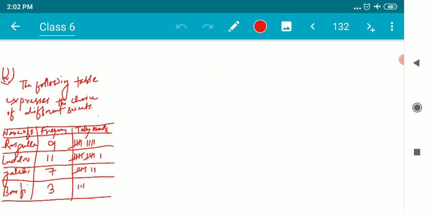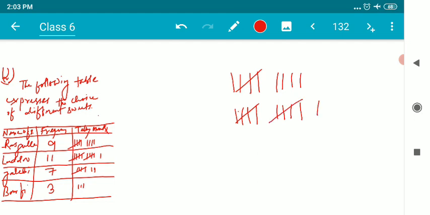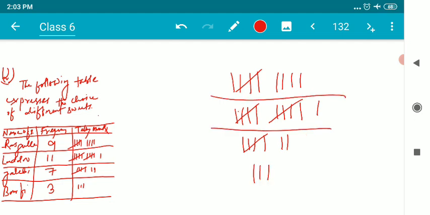So the tally marks for all these numbers: rasgulla is 9, so the tally marks will be 1, 2, 3, 4, 5, 6, 7, 8, and 9. The next is laddu, 11: 1, 2, 3, 4, 5, 6, 7, 8, 9, 10, and 11. The next number is 7: 1, 2, 3, 4, 5, 6, and 7. The next number is 3: 1, 2, 3. This is how we can represent the data in tally marks.